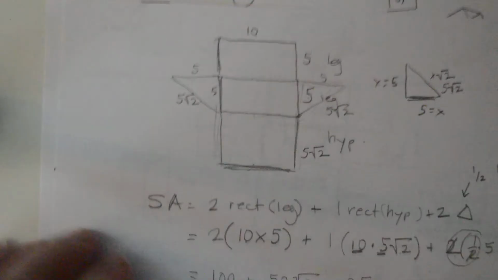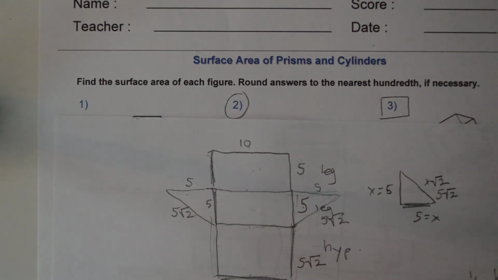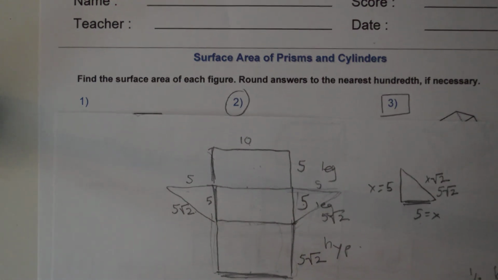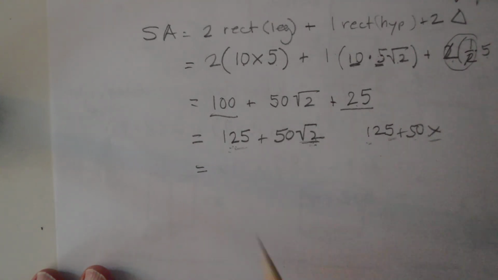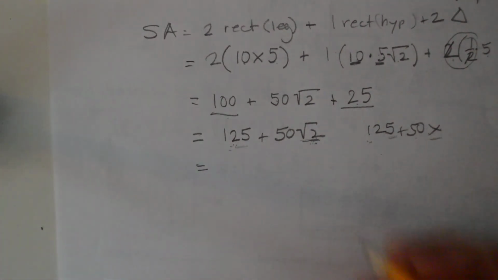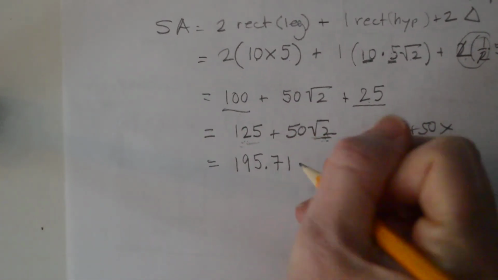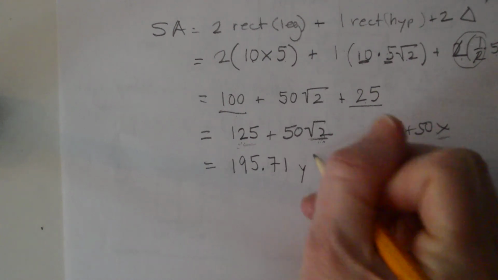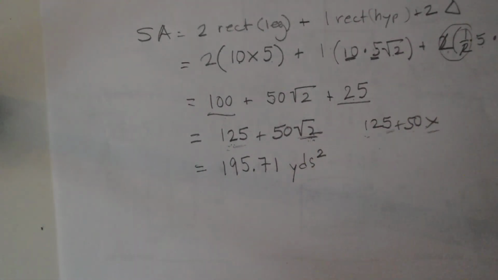All right, but the directions say round your answers to the nearest hundredth if necessary. It is necessary, and we're going to change this. So we're going to do in the calculator 125 plus 50 times the square root of 2. And I get 195.71, and it was yards. And it is surface area, so this is going to be yards squared.